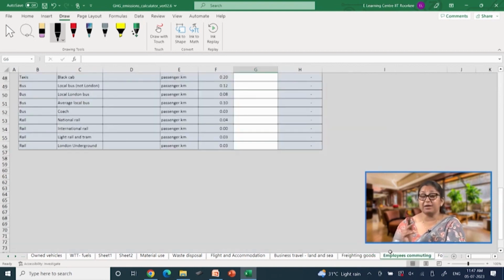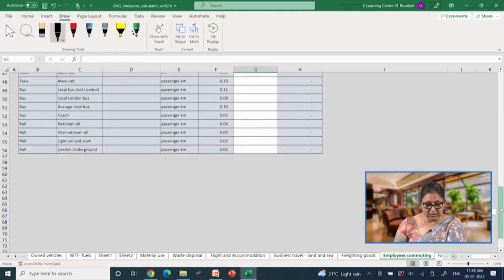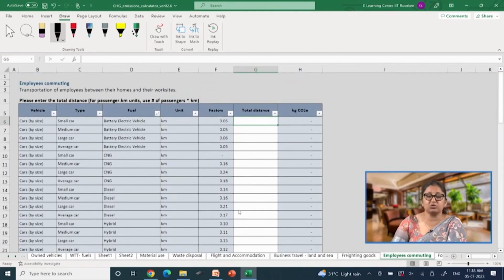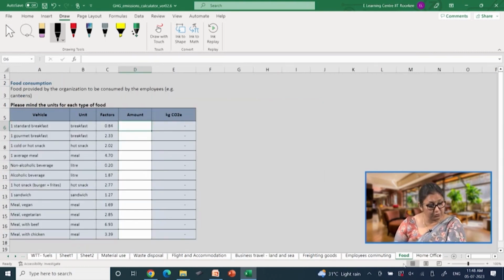Then we have employees commuting on a daily basis, not for business purpose out of the city or out of the office, but from home to the office. So, how many passengers are commuting, how are they coming, all that is also accounted for here. This is again scope 3 accounting that we are talking about. Then food. This is food provided by the organization to be consumed by the employees.